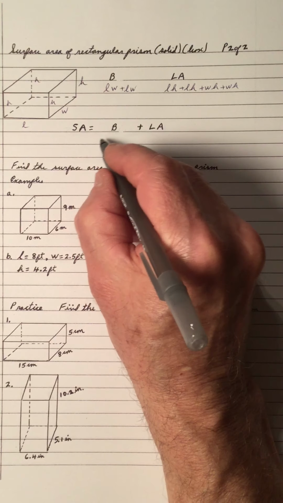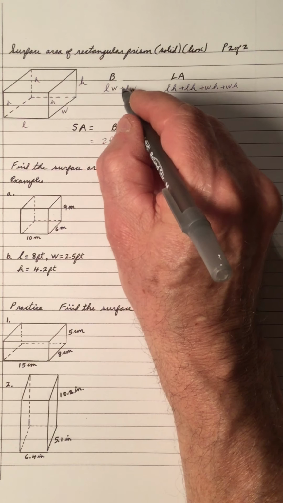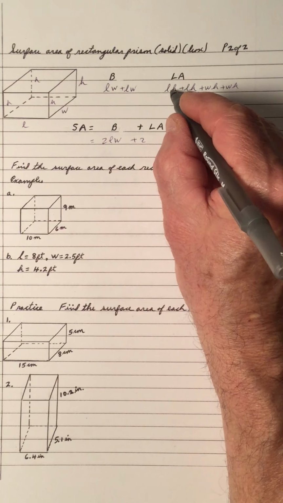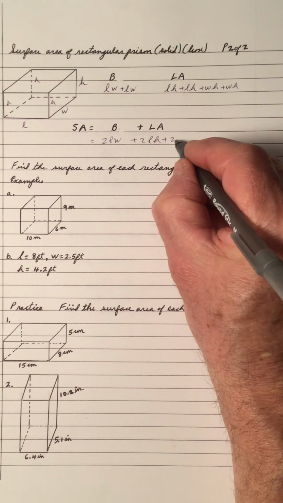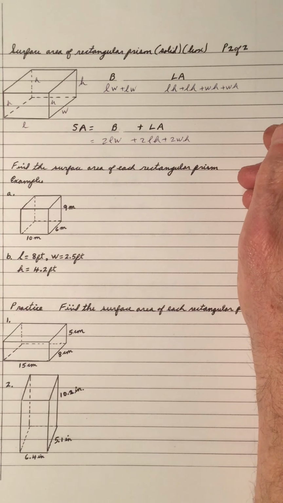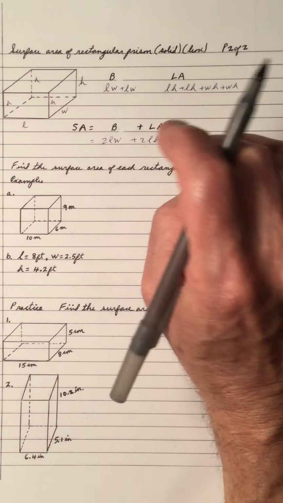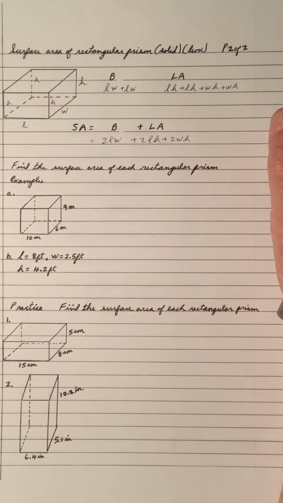So the surface area is 2 LWs, 2 LHs, and 2 WHs. Actually, you take the length and the width and the height and just mix them up: length and width, length and height, width and height, and just double it because there's 2 of them.